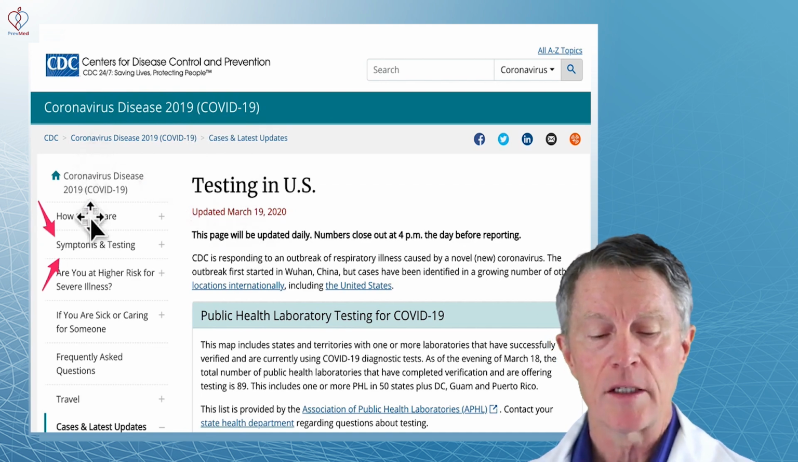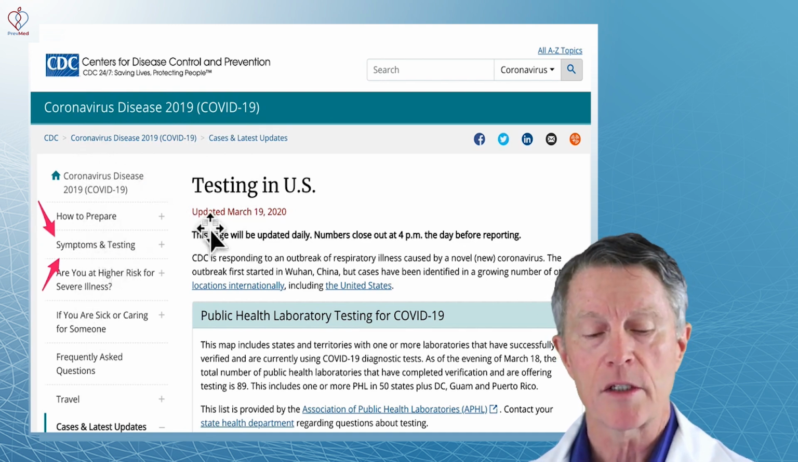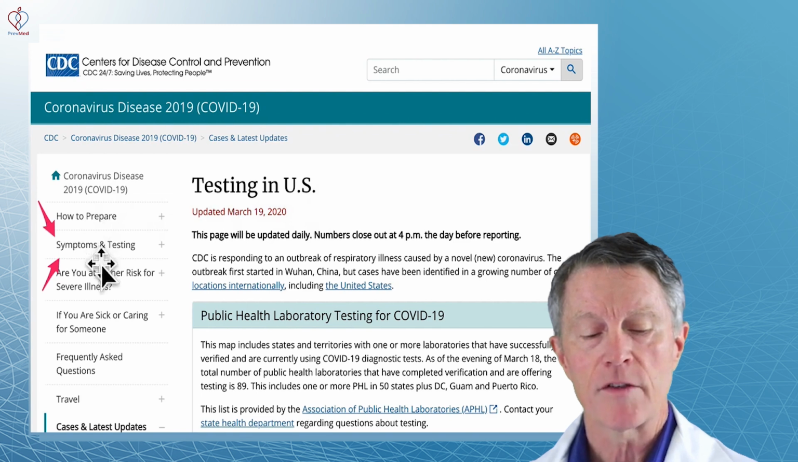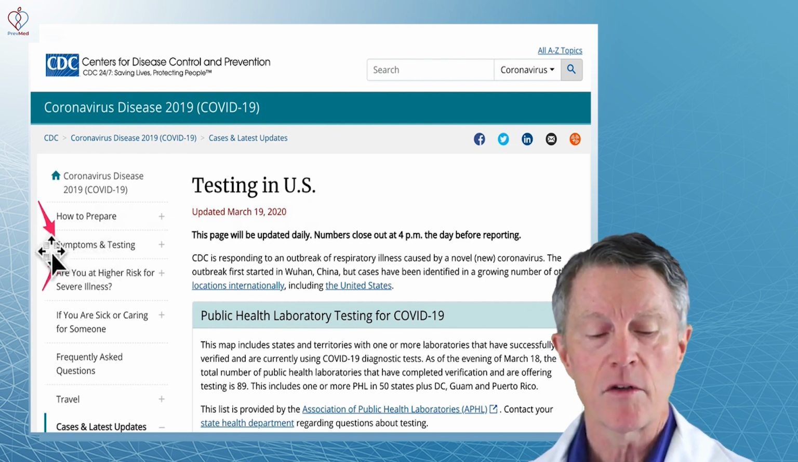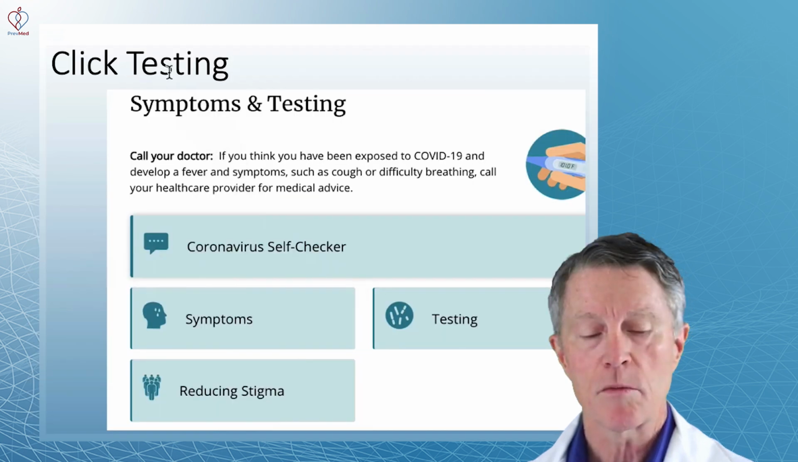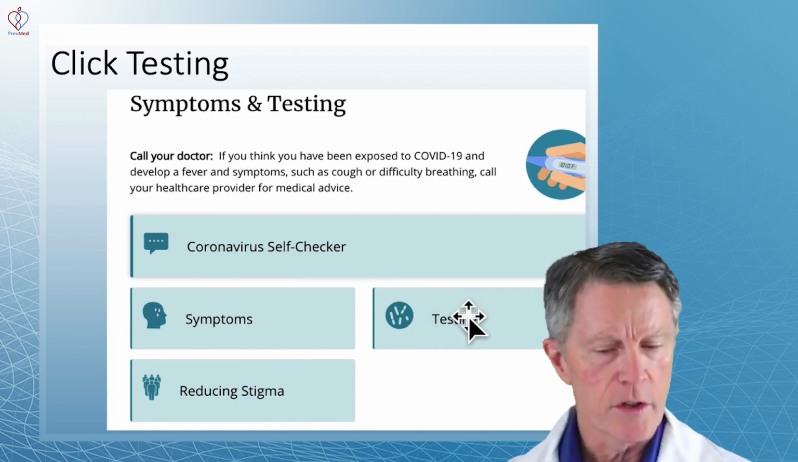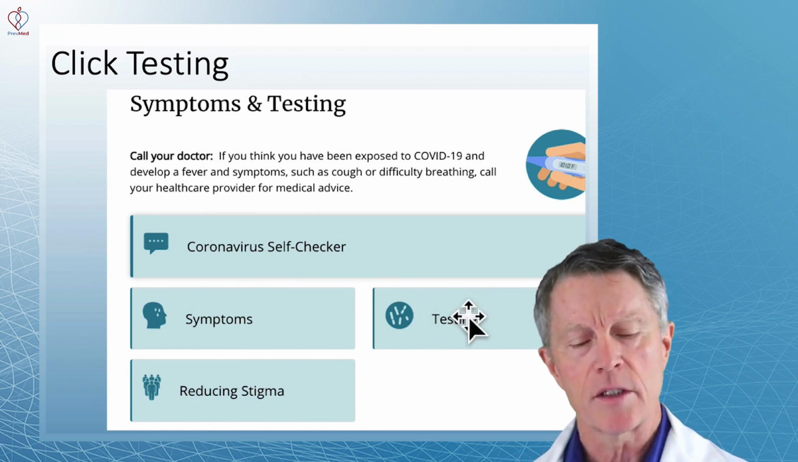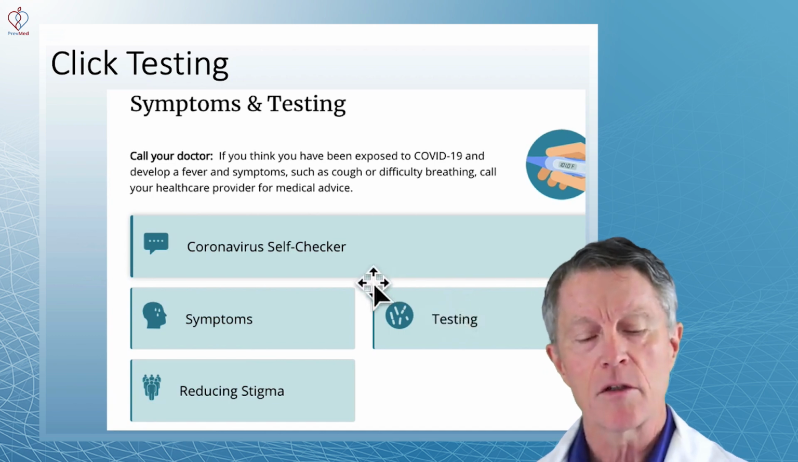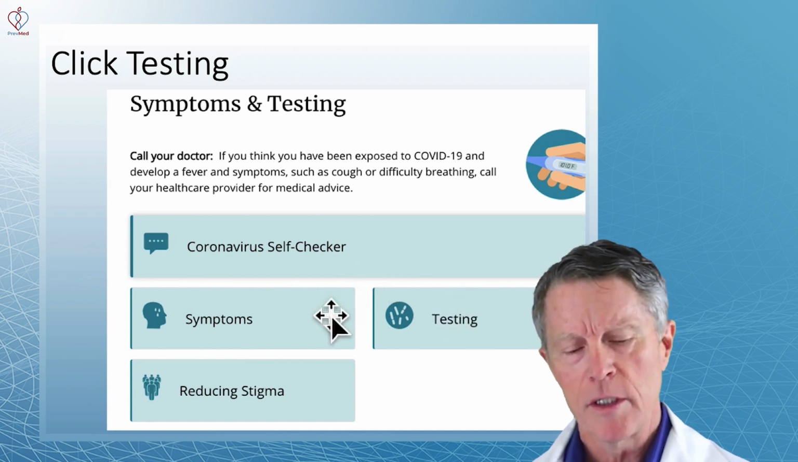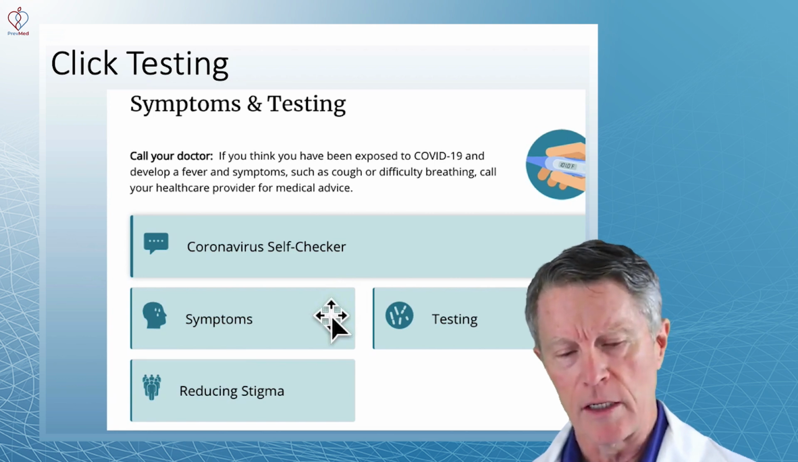Along the left-hand side, you see some topics, some places to go. The large topic is testing in the U.S. Now again, looking over on the left side, you see symptoms and testing. If you click on symptoms and testing, you get to this web page. You've got 4 other buttons you can click: coronavirus self-checker, symptoms, reducing stigma, and testing. Now if you go to testing, which we'll do first, it gives you some basics about the testing, but then it takes you back to the coronavirus self-checker and symptoms. So we will walk through those again for the rest of this video.